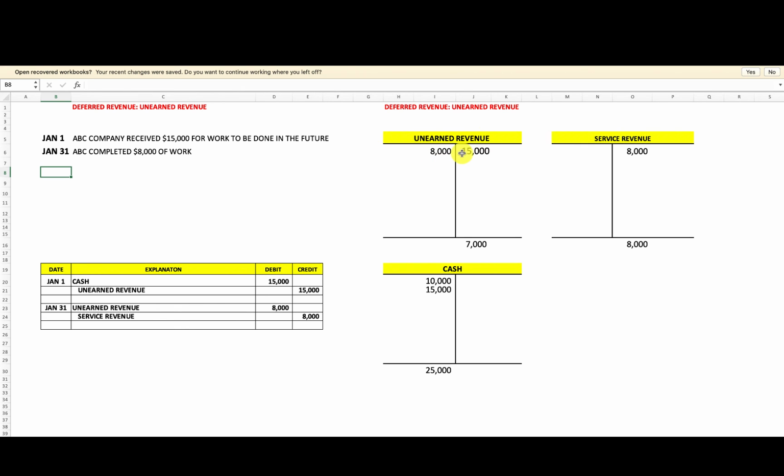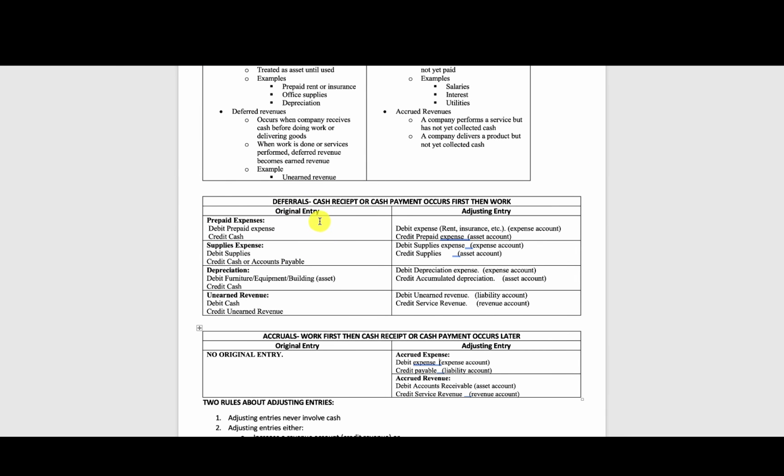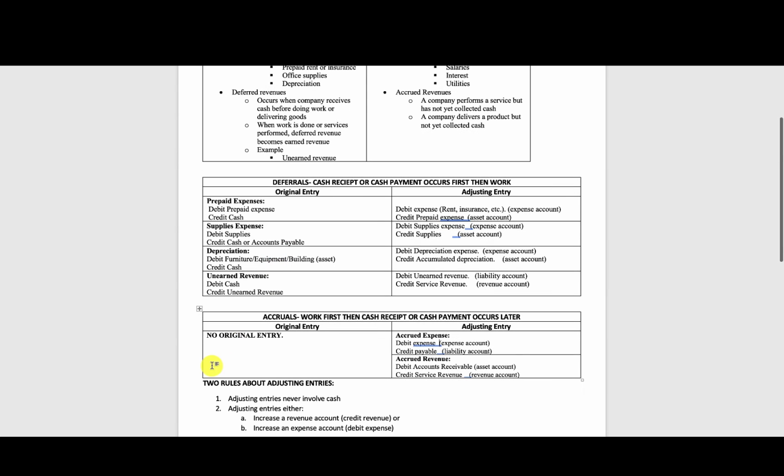The initial entry and then we have the adjusting item. One thing I want to say about journal entries. Right, so here in deferrals, we have an original entry and adjusting entry. The original entry is not the adjusting entry. The adjusting entry is what happens after the original entry. So you'll hear two rules about adjusting entries. One, adjusting entries never involve cash, and you're increasing a revenue account or increasing an expense account.